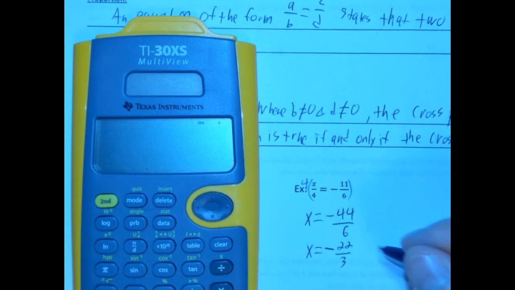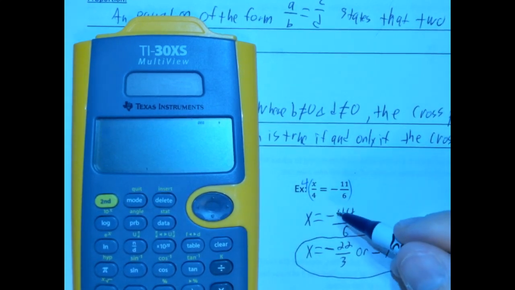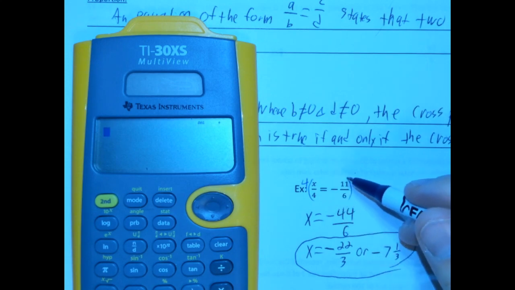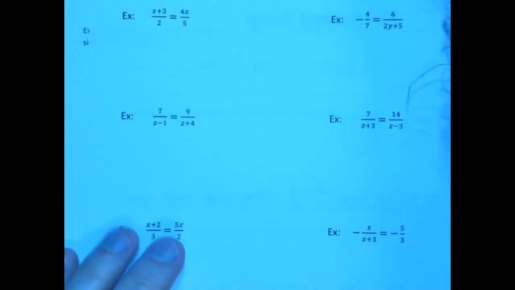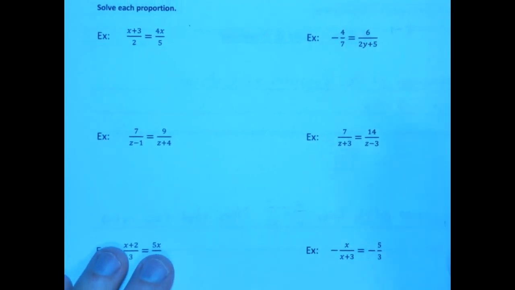So that works. If I wanted to write it as a mixed number, that's an improper fraction, that would be negative 7 1/3. So either one of those is fine. So you'll notice you could cross multiply and get 6x equals negative 44, then divide by 6. You can do that. But why do that in that case? I mean, you can, but why are you making more work for yourself? Okay. All right, let's do some more of these.